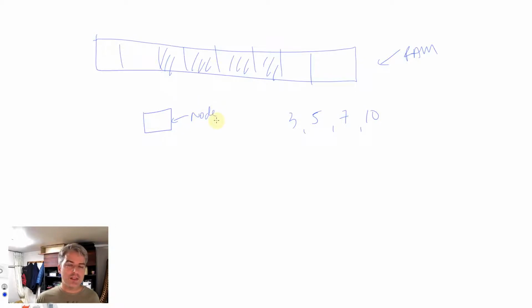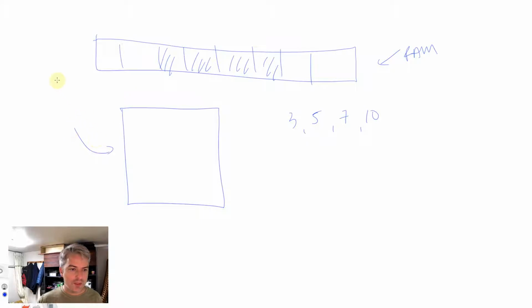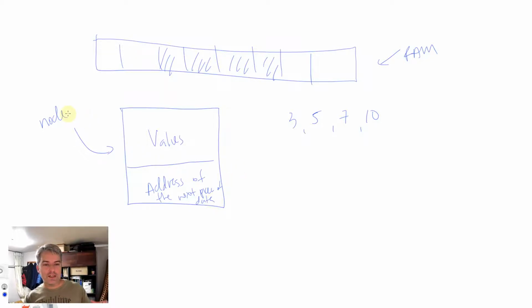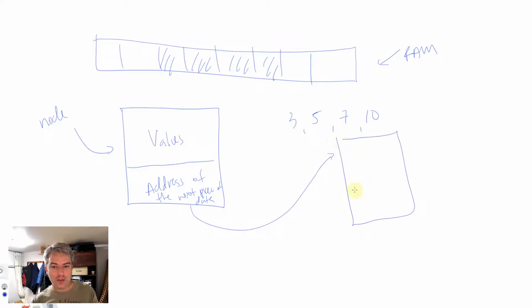A node is a structure of data that has two major things to it. Let's make the node a little bit bigger. It's a way of holding data, and it really holds two things. One, it holds some values, and then it also holds the address of the next piece of data. So when we start reading this, we'll find the values here, and then we'll get to the end, and this is going to link on to another node that will also have a value, and it will also have the address of the next node.